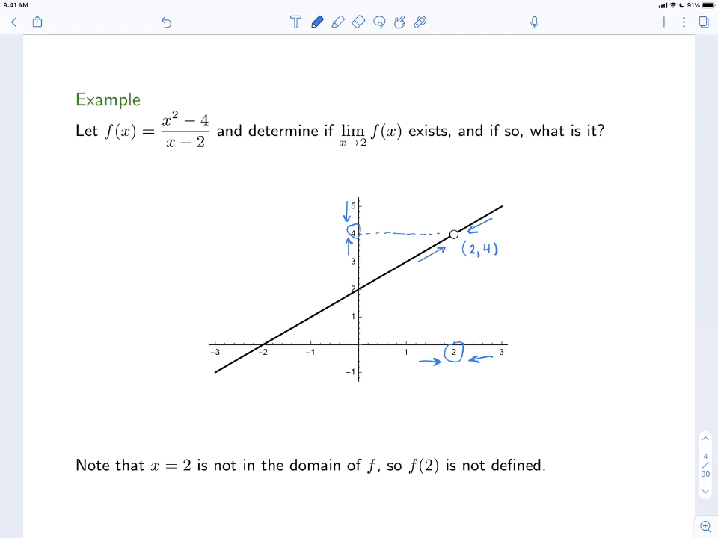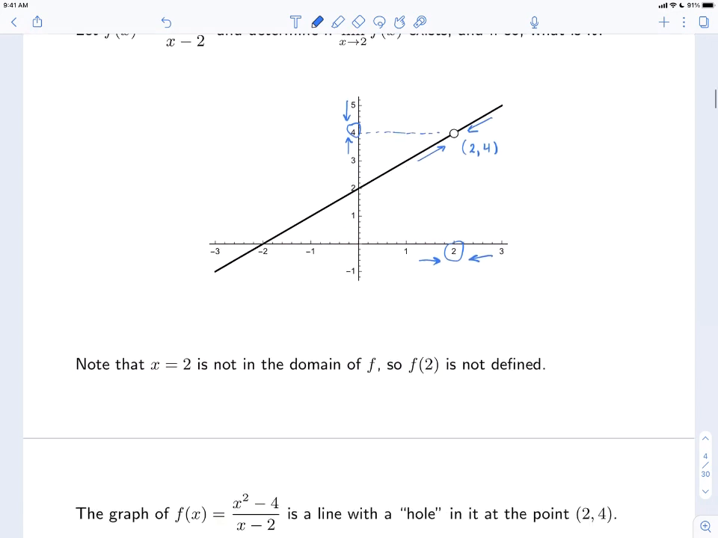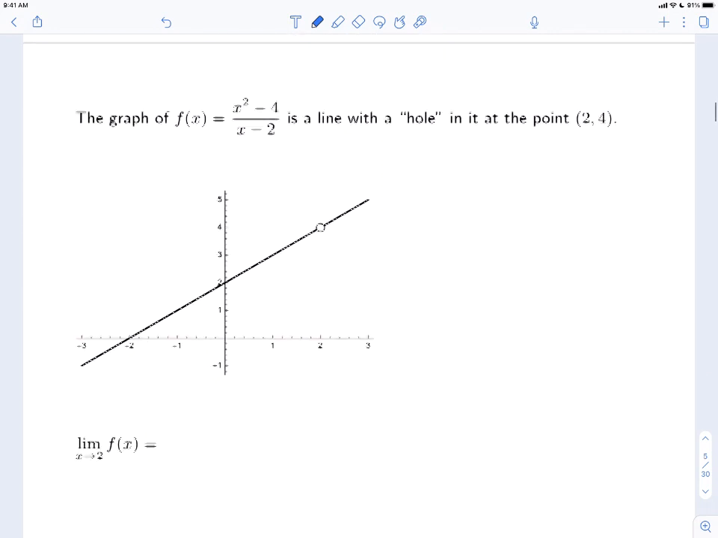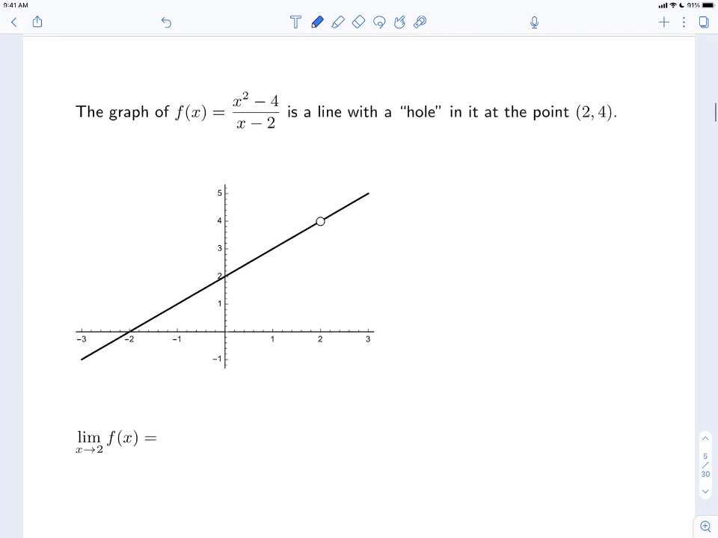Is there any way to prove that exactly? The graph of f at x equals x squared minus 4 over x minus 2 is a line with a hole in it at the point 2 comma 4. And we can see that because we can reduce the fraction that defines f. So if we look at this graph, the graph is the graph of the equation y equals x squared minus 4 over x minus 2.